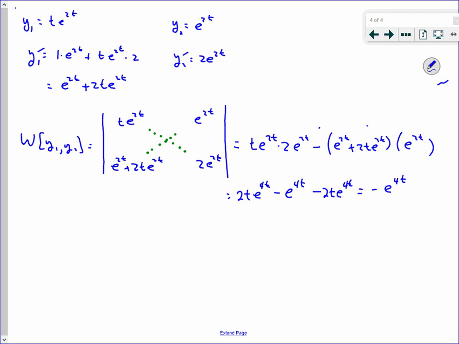Now, this is never equal to 0. It can get really small. If I put a negative number in for t, I can make it really, really small, but e to the 4t is never going to actually be equal to 0. So since the Wronskian is not 0, these are linearly independent.